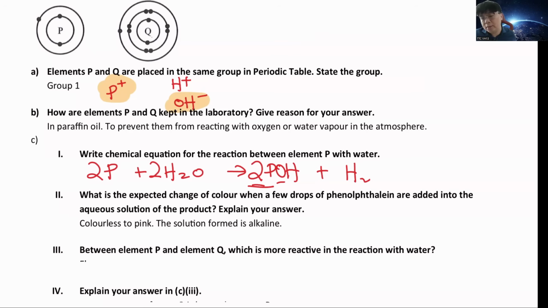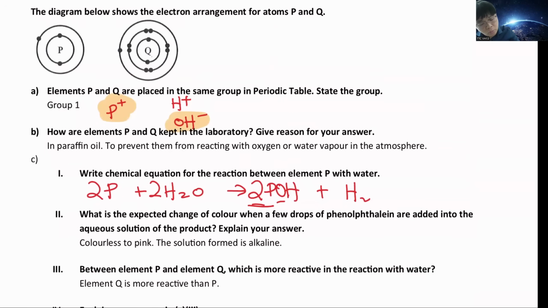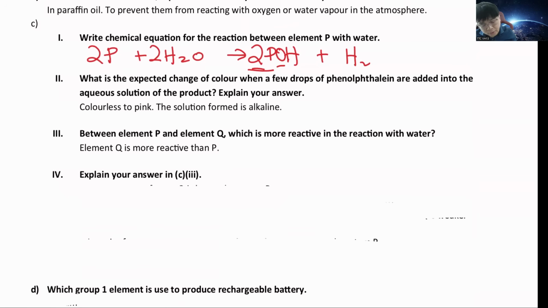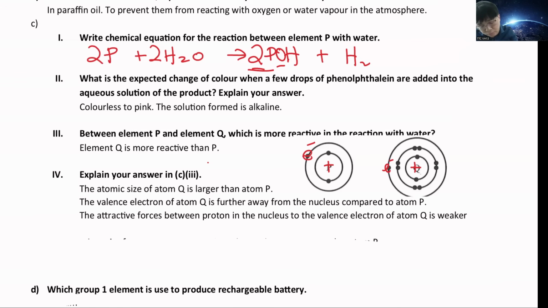Then now they ask you who is easier to react with water. Who is more reactive? Of course, Q. Why? Because first, let's say I copy down this picture to explain to you why it's more reactive. So imagine now, among these two, who is easier to donate the electron? So I write down here, this is the electron outside, this is the positive, this is the electron outside, this is the positive. So first, Q is bigger in size. So the valence electron of the Q is far away from the nucleus. So the attraction force between the proton and the valence electron become weaker.